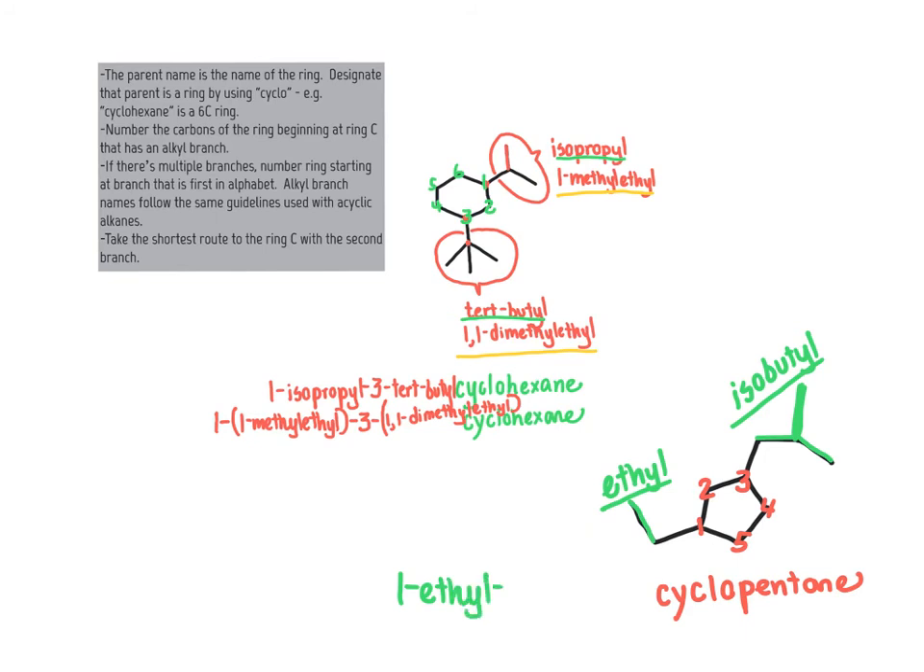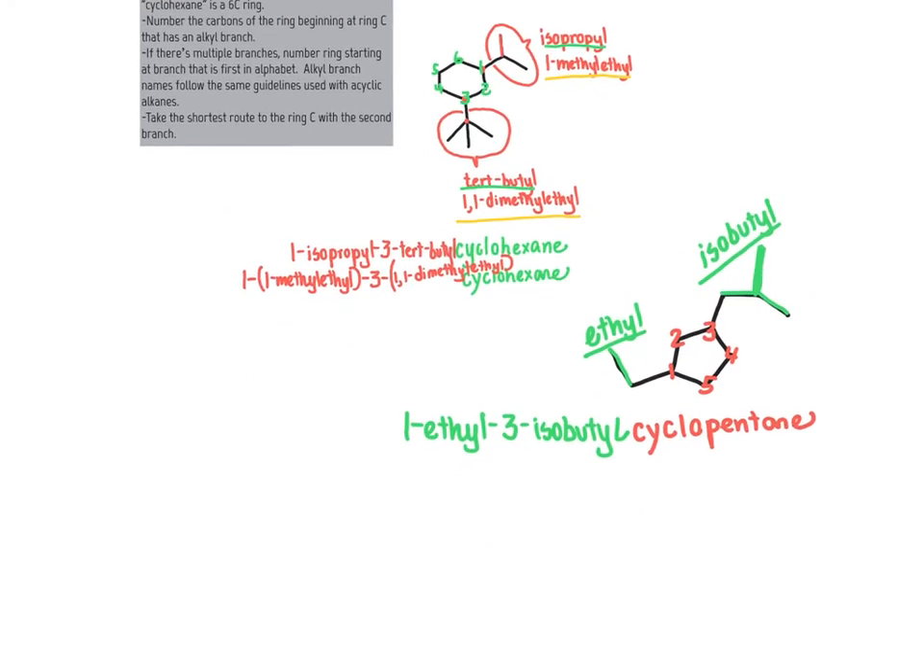And then 3-isobutyl, and make sure you're getting all these dashes correct and there's no spaces anywhere in here. All the words run together. They're separated only, separating letters from numbers, with dashes. So 1-ethyl-3-isobutylcyclopentane is going to be the IUPAC name for this molecule.